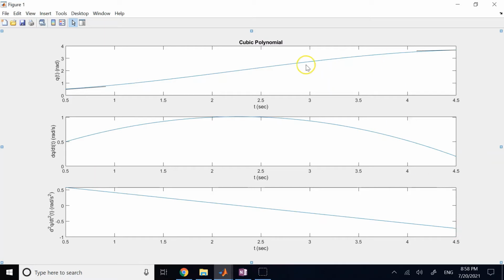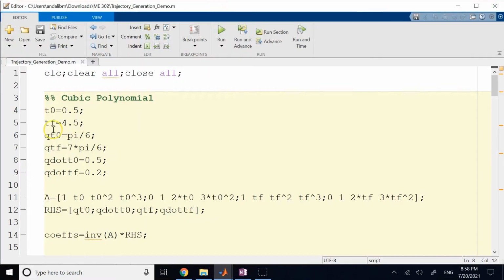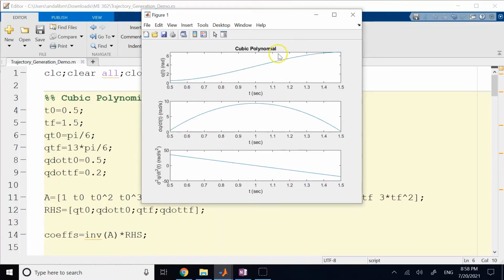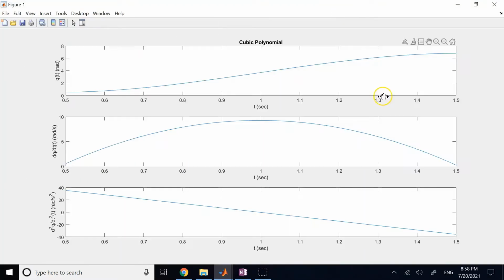Now, to show you the effect of what can change the maximum q dot and q double dot, I'll try to make it a little bit faster. I say in only 1 second, try to go 180 degrees, or maybe, you know what? Let's make it 360 degrees. So go one full rotation in about 1 second, and the initial slope and final slope are good. So let me run it one more time. Now look. All I did, instead of 4 seconds, I made it 1 second, and I made the amount of rotation 2 times larger.